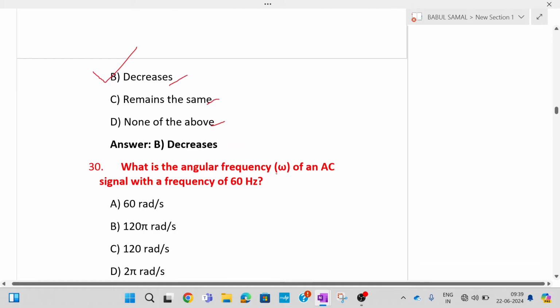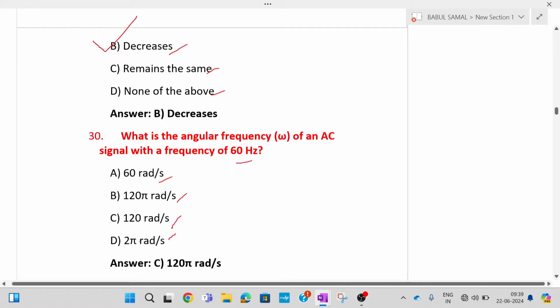What is the angular frequency, omega, of an AC signal with a frequency of 60 Hz? You have to remember the formula. The options are 60 radian per second, 125 radian per second, 120 radian per second, 2 pi radian per second. So the correct answer is 120 radian per second, which is option C.